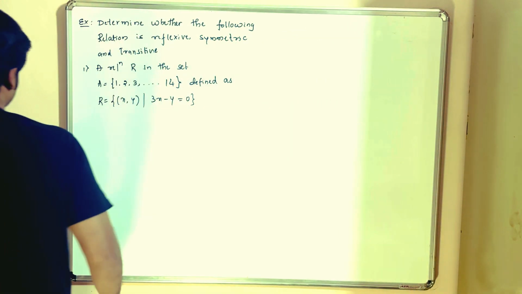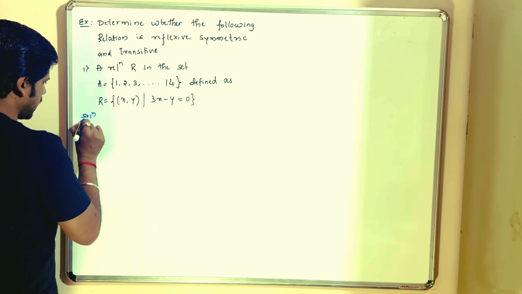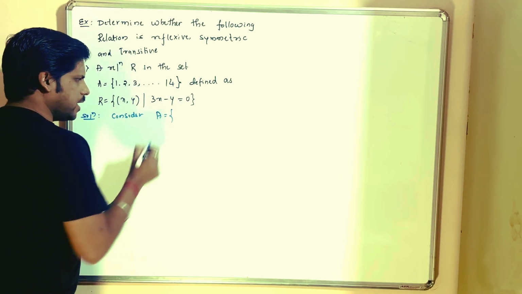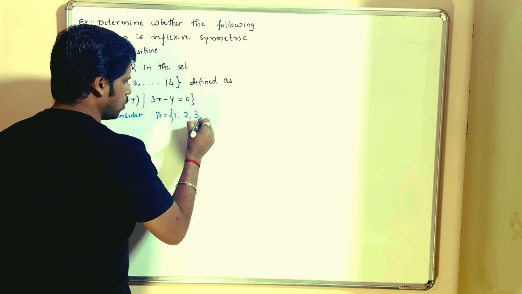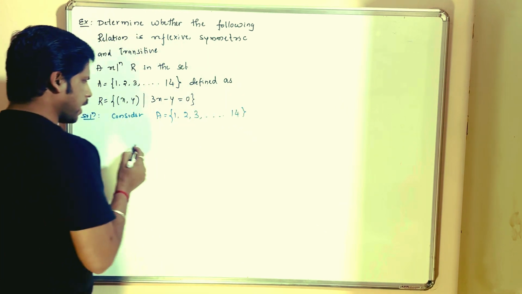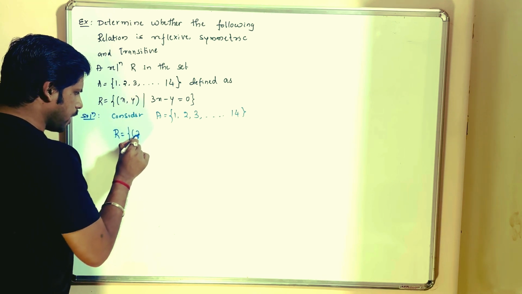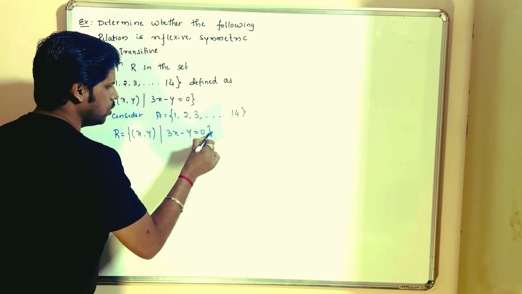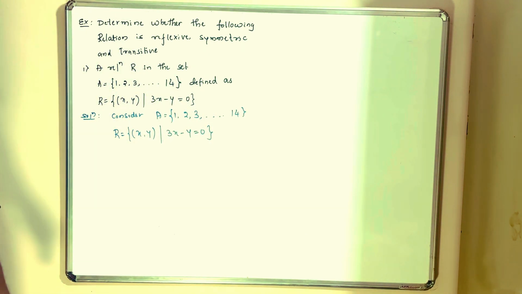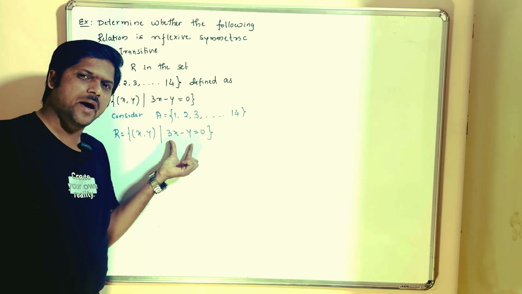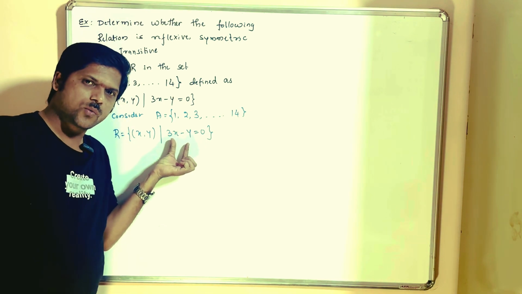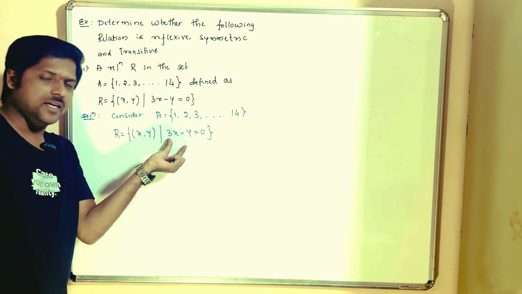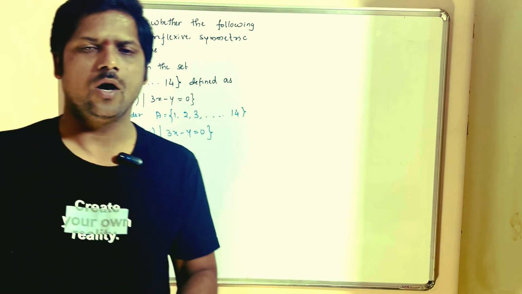3 marks question. Okay, so now here consider what is given. A is equal to 1, 2, 3 and so on up to 14, and R is defined as the ordered pair (x, y) such that 3x minus y is equal to 0. Right? Here the relation is 3x minus y equal to 0. Now we have to check whether this relation is reflexive, symmetric or transitive.